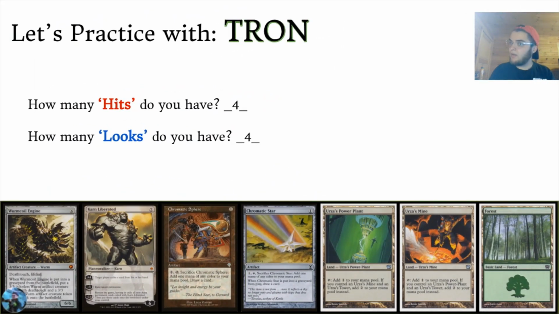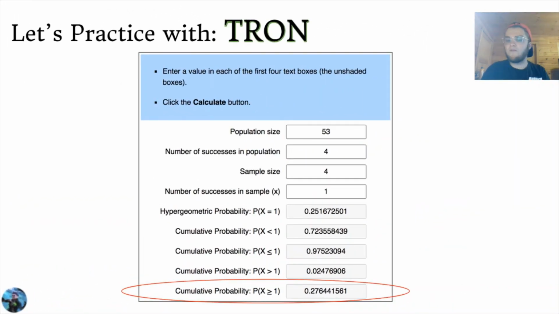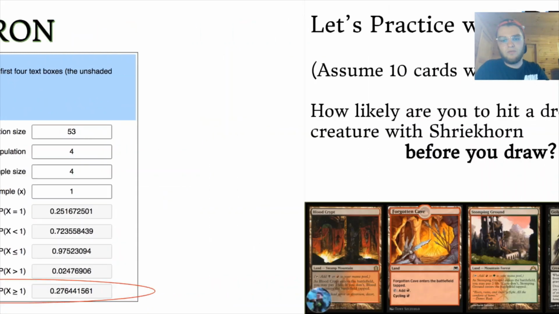So let's back that up for a second. Maybe this is a mulligan, right? I can imagine a new player looking at this hand like, oh my god, I'm so close to TRON, I just need the tower, it's great. But in reality, you only have a 27% chance to hit it. Probably a mulligan, right? We're learning.